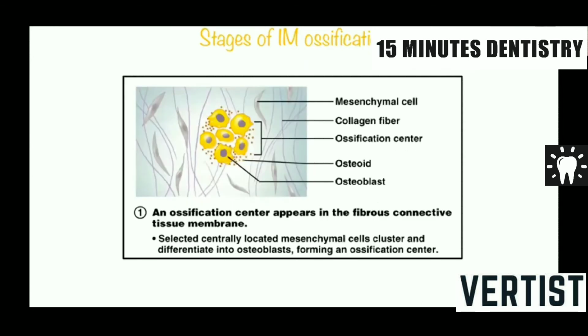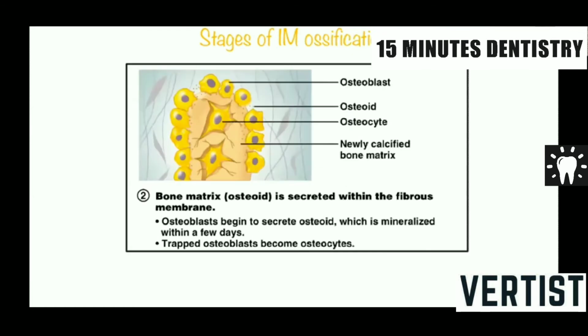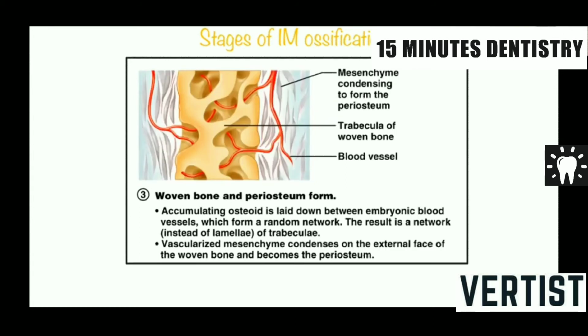So what do you see here? An ossification center appears in the fibrous connective tissue membrane, and selectively centrally located mesenchymal cells cluster and differentiate into osteoblasts, forming a basic ossification center. Then you have the secretion of bone matrix within the fibrous membrane. The osteoblasts begin to secrete osteoid, which is mineralized within a few days. The cells which have secreted the osteoid matrix get embedded in it and form the osteocytes.